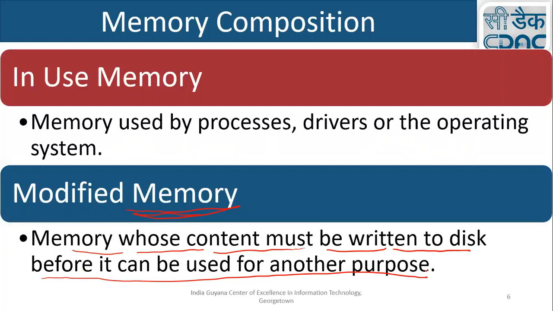Once you write it, Control S, you can use this particular memory for any other purpose. This is a modified thing. The content of this particular memory is already modified, so it must be written to the disk before you can utilize this part. So this is in-use memory and modified memory.